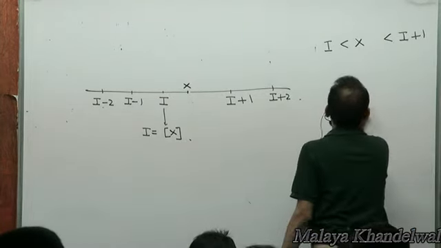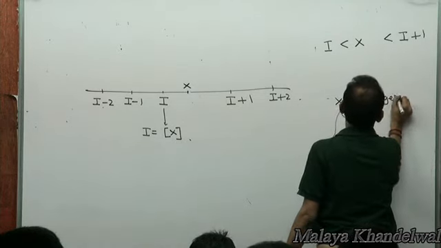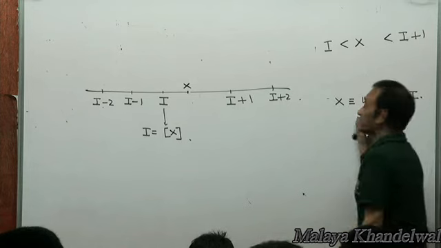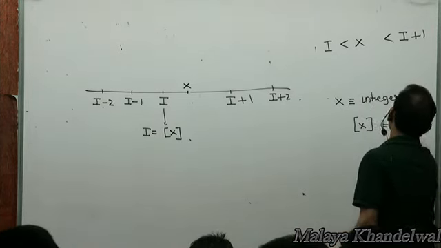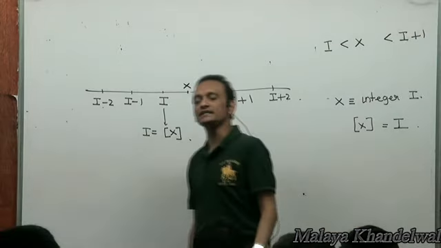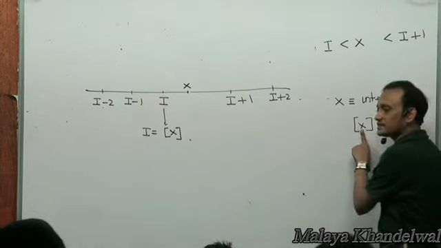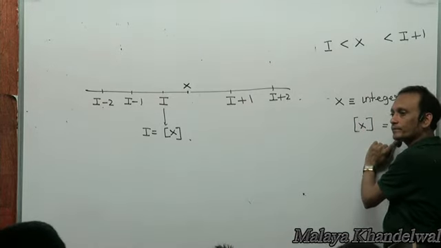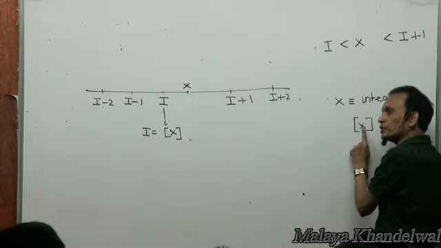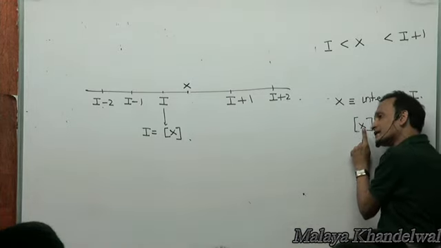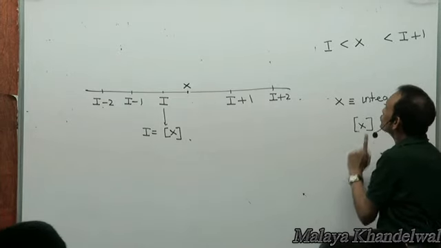If x is an integer itself, say I, then the output of this operation, box of x, will be I itself. If x is an integer, the output of box of x will be I only. If x is not an integer, then the output of this operation would be the integer to the immediate left of x, right?